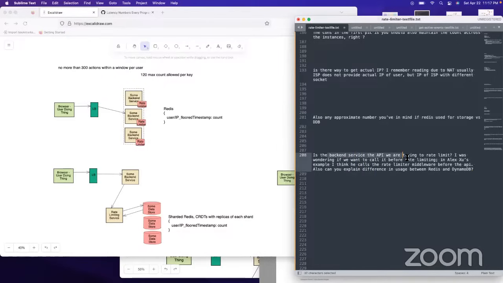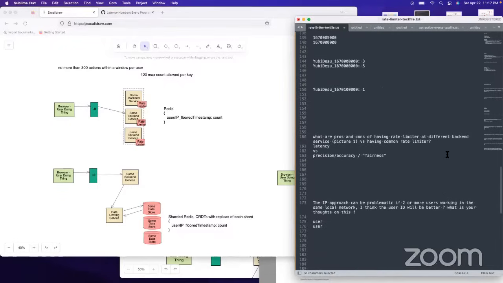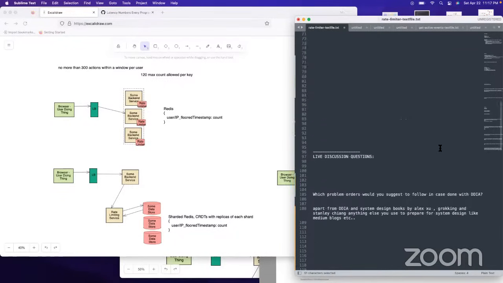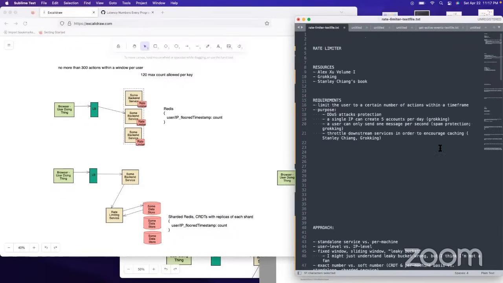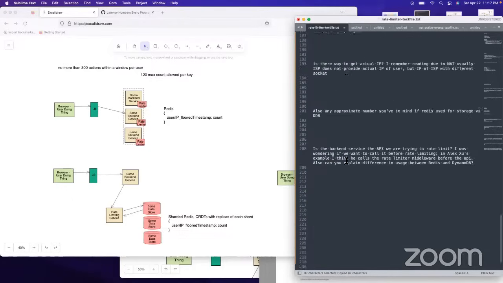Is the backend service the API we are trying to rate limit? Oh, that's actually a good question. That was one of my scenarios, one of the use cases is throttling downstream services. Sometimes you want to do that. We had to do that at Amazon.